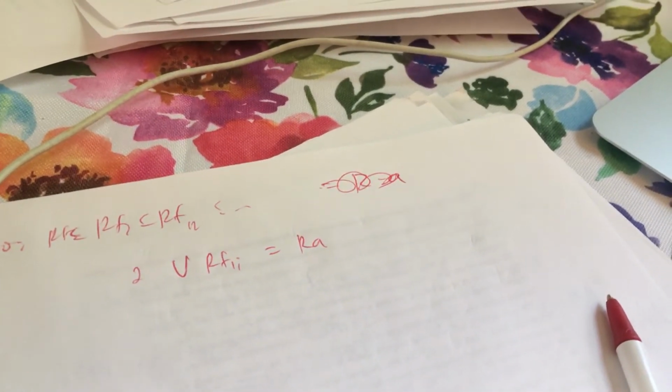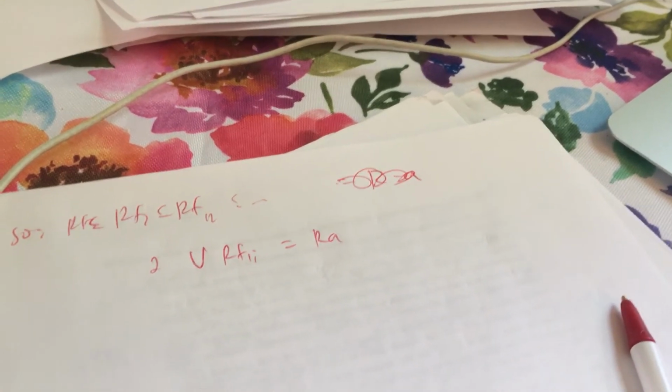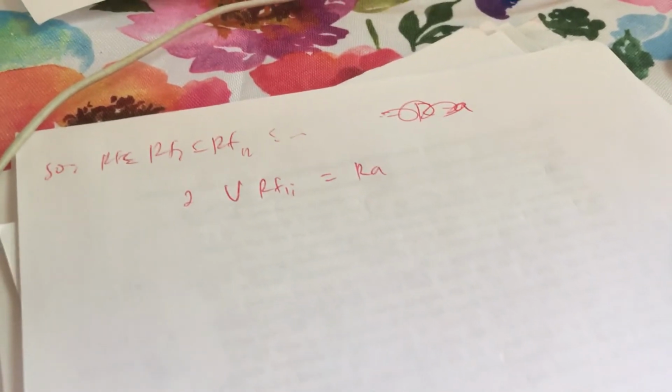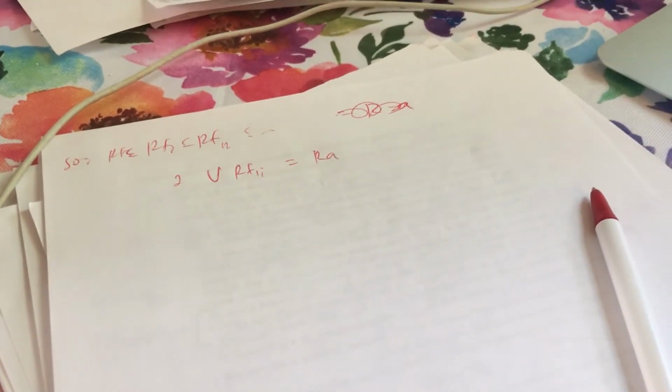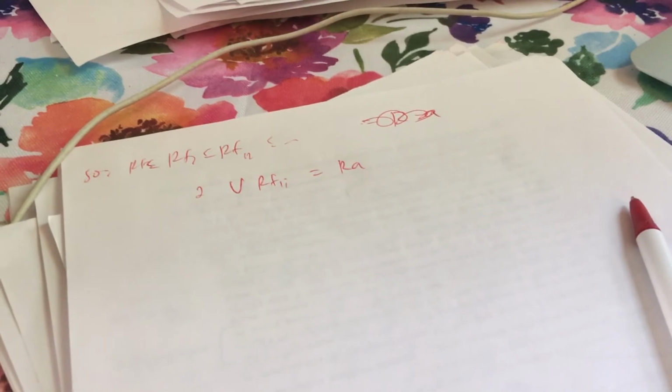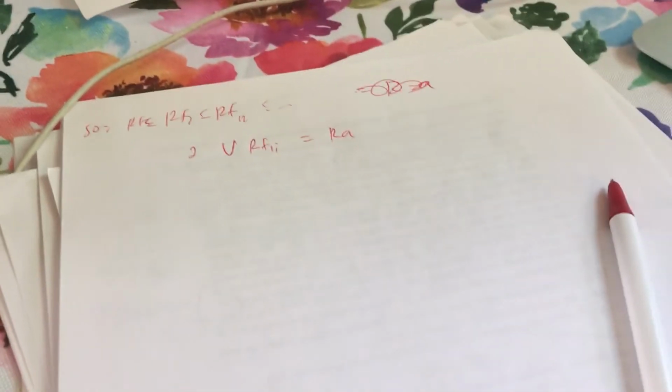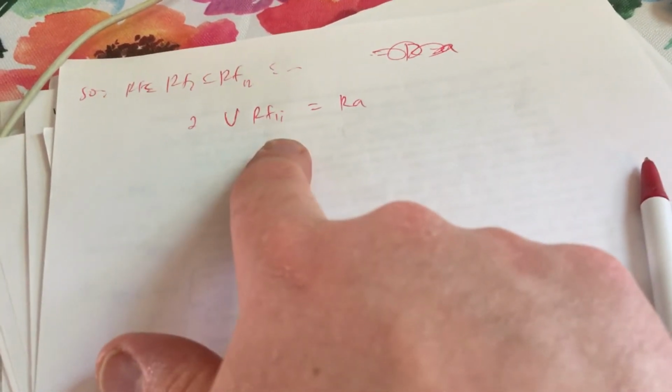So what does that mean? That means that if I take any of these elements, they are necessarily all equal to A times something. So there exists some A which divides every single thing in this chain. In other words, all of these elements are necessarily divisible by this one single element A. But that's a problem, because this A is contained in the union, so it has to be in one of them. The union of the RF1i is RA, so A is in RF1i for some i.